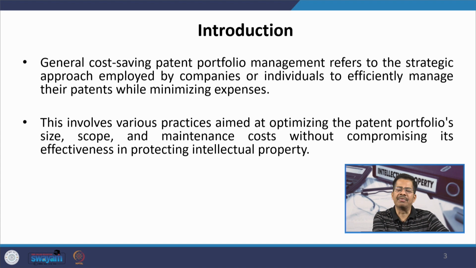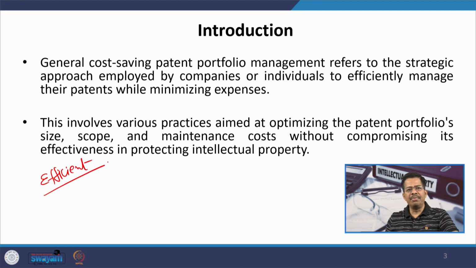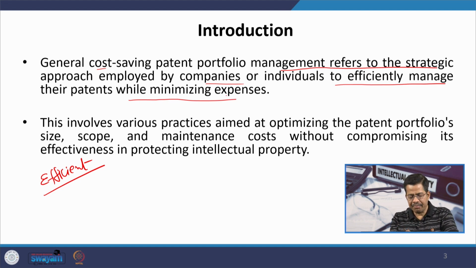Now, when we talk of cost saving, it is related to being efficient. How are you going to become more and more efficient? On one side, we are saying that we should have more budget, but it does not mean that you waste that budget. You should take benefit of that budget for strengthening your IP portfolio. In the case of IP portfolio, cost saving means companies or individuals efficiently managing their IP portfolio while minimizing their expenses. Not only minimizing the expenses, it involves various practices related to optimizing the patent portfolio size, scope, and maintenance cost without compromising its effectiveness in protecting your IP.